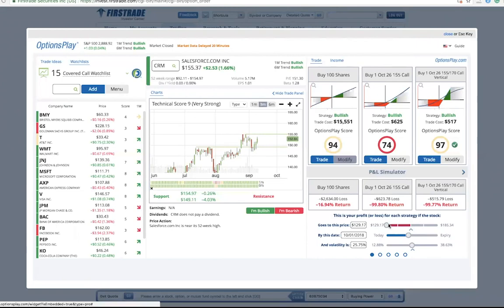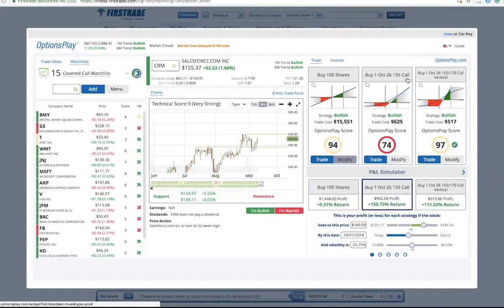So this allows you to take that directional view with leverage, but on the same token, if you're wrong, it limits the amount of risk that you can take. And that's one of the more attractive pieces about options trading that brings a lot of people to looking at options.